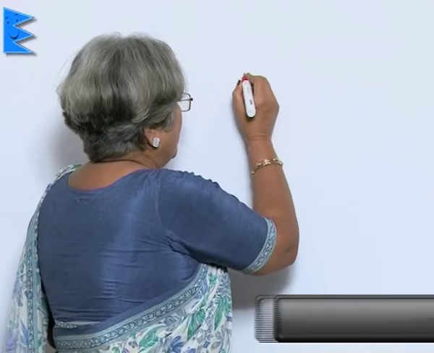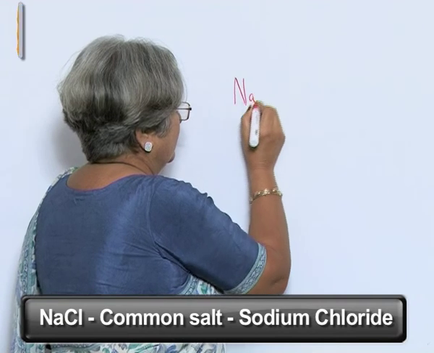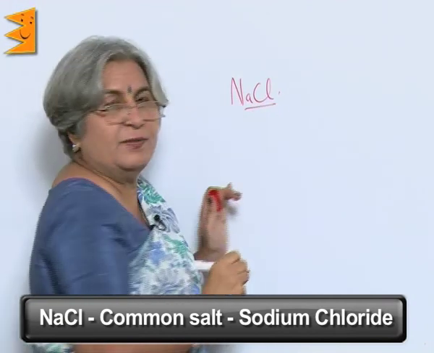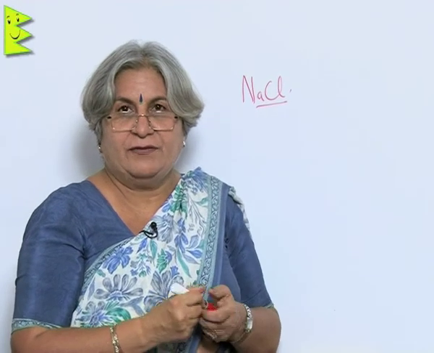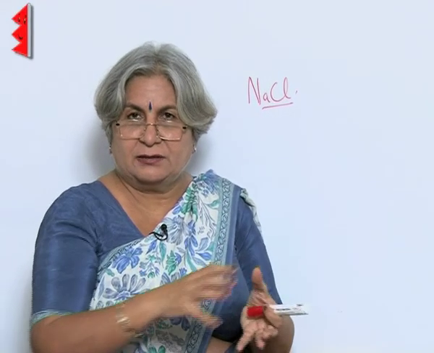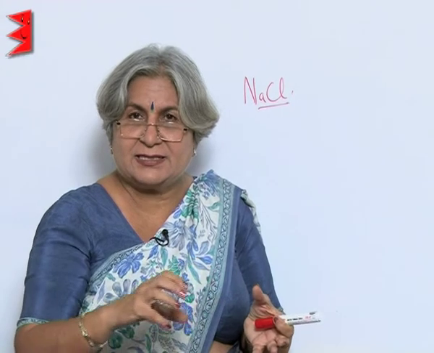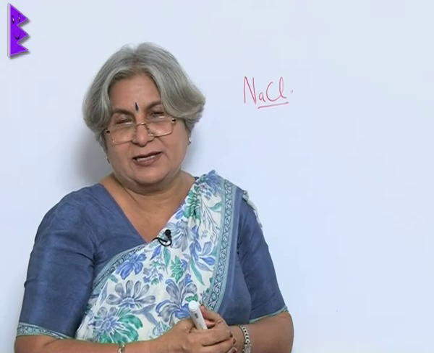Now, what is this common salt that we add to our food? It is sodium chloride. It is available in the sea water. So, when we want to extract this salt, we collect sea water in narrow pits, and as water evaporates, salt is left, and of course, then it is refined.